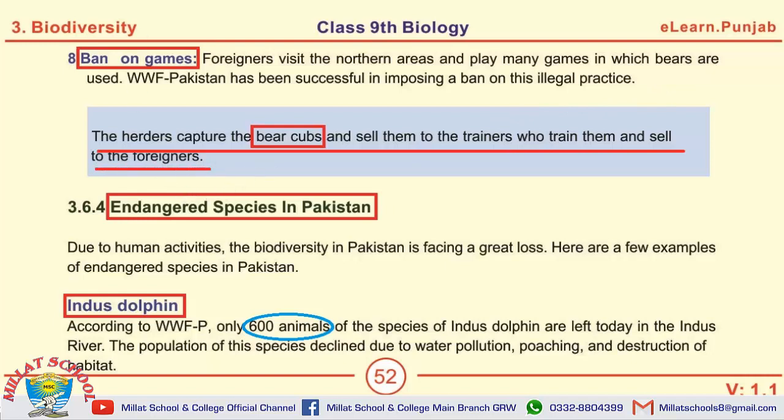And the last topic we are going to start is endangered species in Pakistan. That question can be selected as a long question, and each of the 3 parts can be selected as a short question. The first one is about Indus dolphin. Discuss Indus dolphin as a threatened species or endangered species. And the answer will be from here till end. The MCQs may be: according to WWFP, only 600 animals of Indus dolphin are left today in the Indus River.